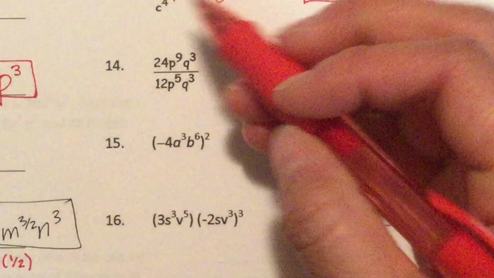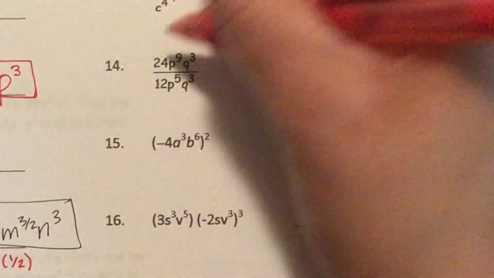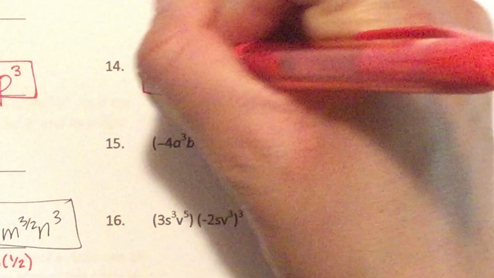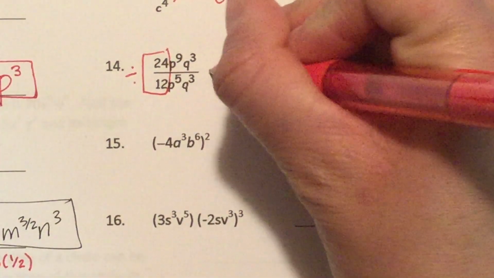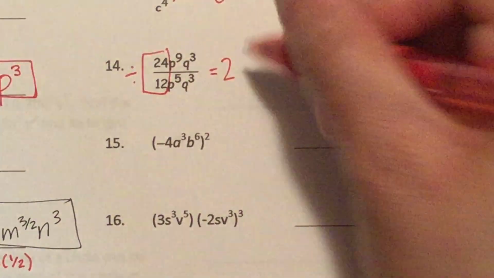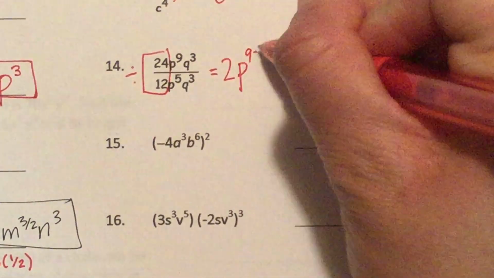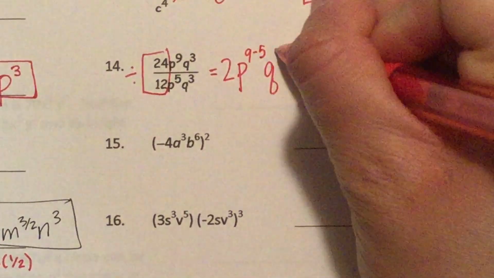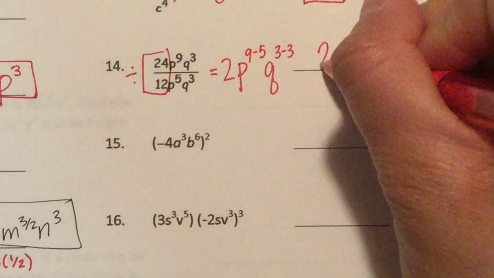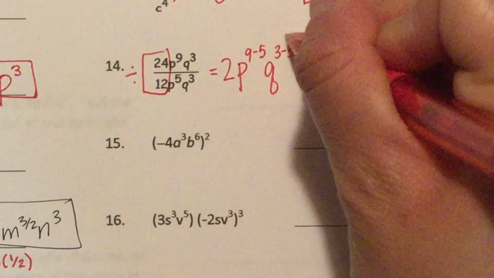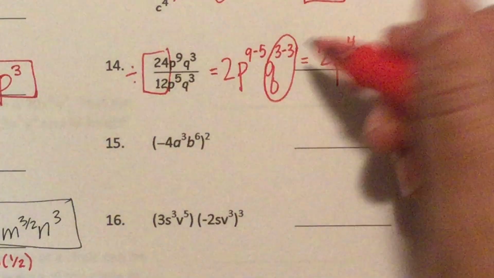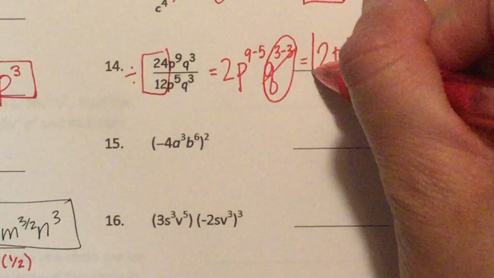Number 14, you're going to do exactly what's there for the coefficients. So you have 24 divided by 12. Divide that out first. You get 2. Then you subtract your exponents for your variables. So it's p to the 9th power minus 5, q to the 3rd power minus 3. So 2p to the 4th power. And then q is going to go to the 0 power, which equals 1. So it's going to completely go away.